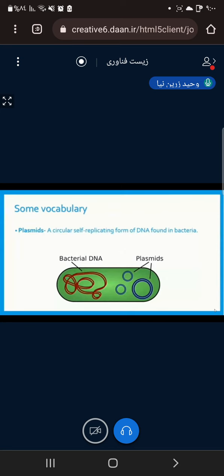First, we need some vocabulary. A plasmid is a circular self-replicating form of DNA found in bacteria. It's important to notice that this isn't the chromosomal bacterial DNA pictured here in red.